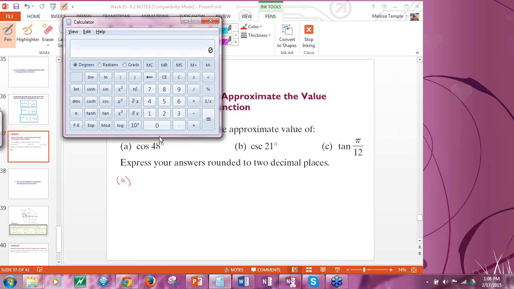So now, to find cosine of 48 degrees, Landon and Austin, simply hit cosine and then type in 48, enter. And you should get 0.6691, and so on. Tell me if you don't.